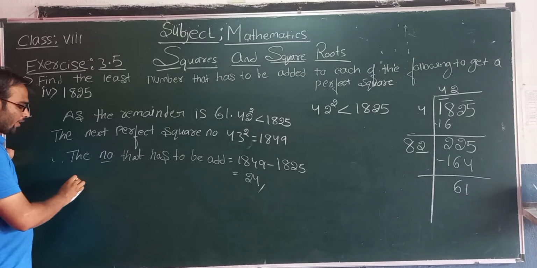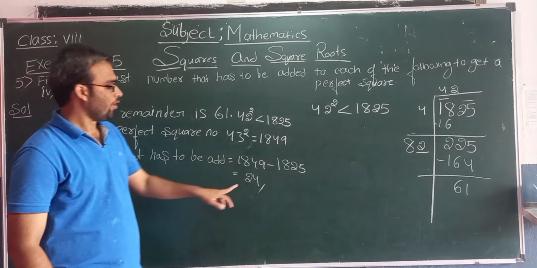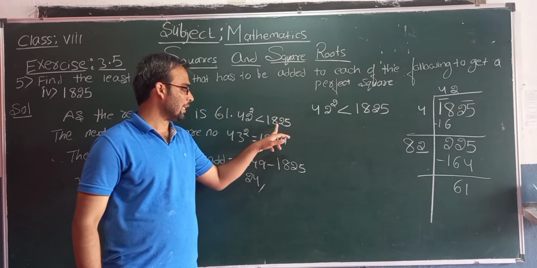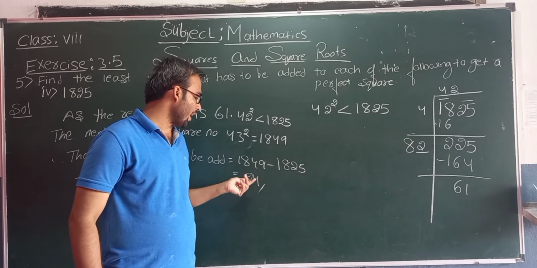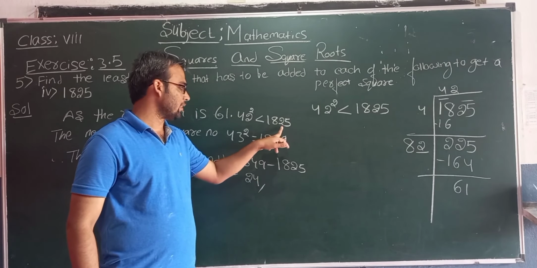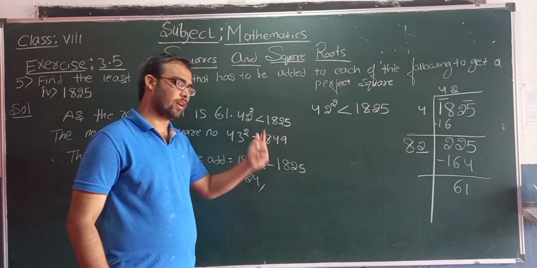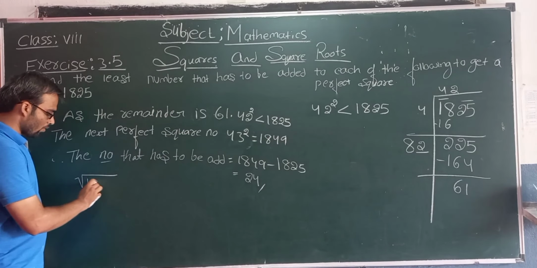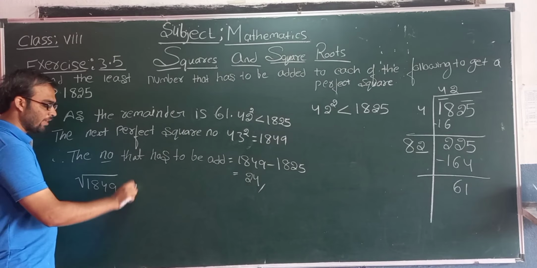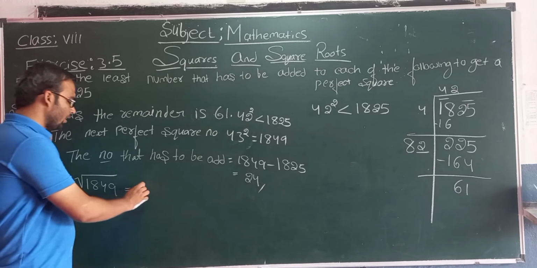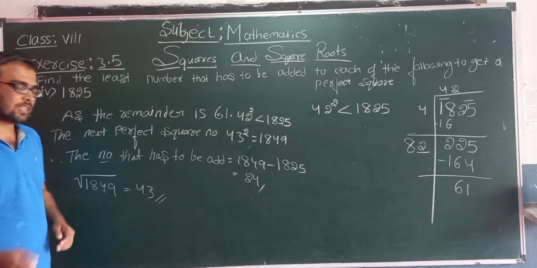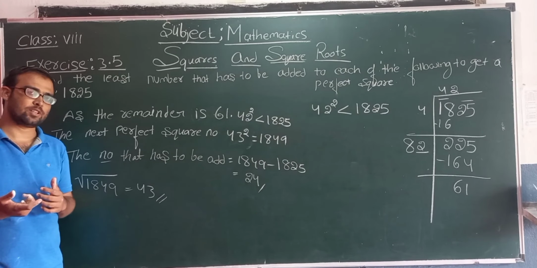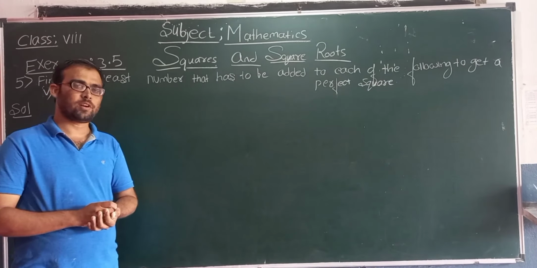Look at here, we are subtracting this now. If we add 24 to this number, then we will get 1849. Then 1849 will be the new number that is formed, and the square root of this number is what? 43. The square root of 1849 is 43. Students, now let us solve fifth question.